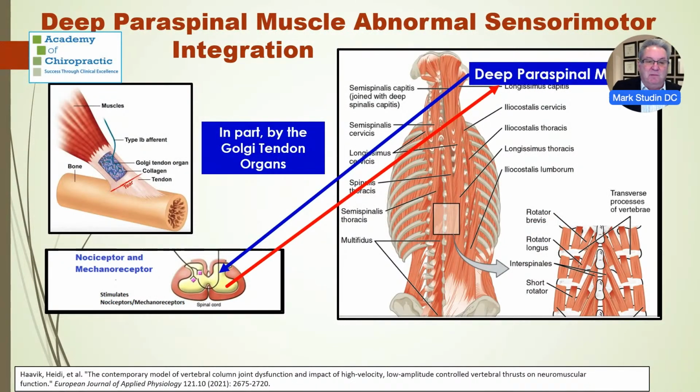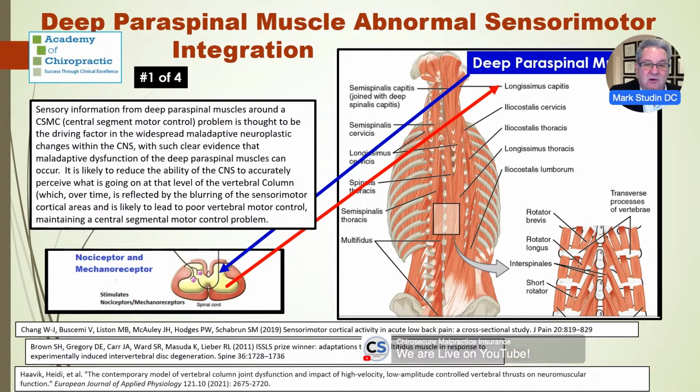So how do the deep paraspinal muscles do that? Number one, it looks at the Golgi tendon apparatus, the Golgi tendon organs. We're looking at those at the end of the muscles, which is feeding back into time and space. It's telling us, whoa, this is wrong. It's just wrong.